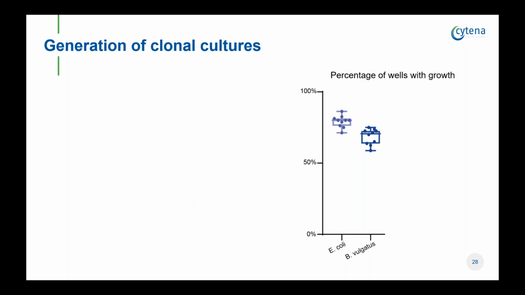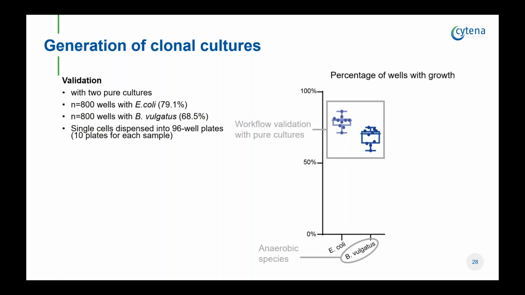To see whether single bacteria can be isolated and cultured under anaerobic conditions, E. coli and Bacteroides vulgatus, a strict anaerobe, were dispensed into 20 96 well plates using the B.SIGHT, pre-filled with liquid culture medium. And the graph here shows basically the results from OD 600 absorbance measurement that was used to monitor whether growth could be seen in the wells or not. And as you can see, a high fraction of the wells addressed with single cells resulted in growth, 79% for E. coli and 68% for Bacteroides vulgatus.